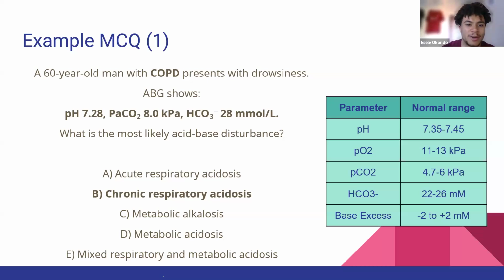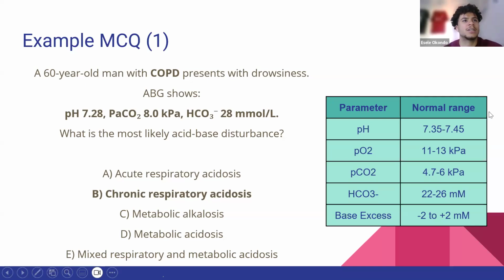And our clinical scenario gives us that clue because we have a man with COPD. Therefore, we know generally he would run at a higher CO2, and generally he would have a higher bicarbonate over a chronic period of time.